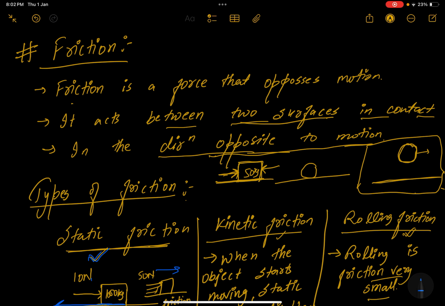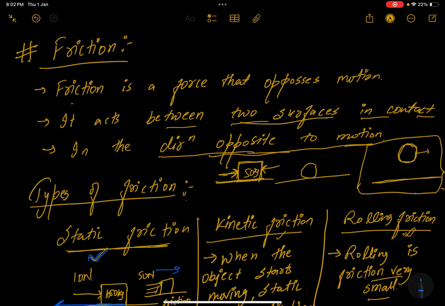Now we will go forward with the next topic, that is friction. Tell me one thing, why does a moving ball stop after some time? Have you ever thought about it, that when we roll a ball, it will stop after some time? Why does it happen? It should move on and on and on. Why don't objects move forever? Because of the friction. It happens because of the friction.